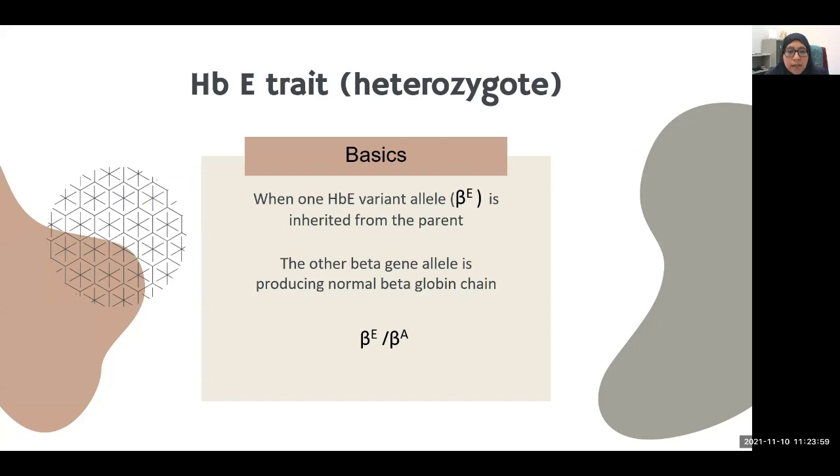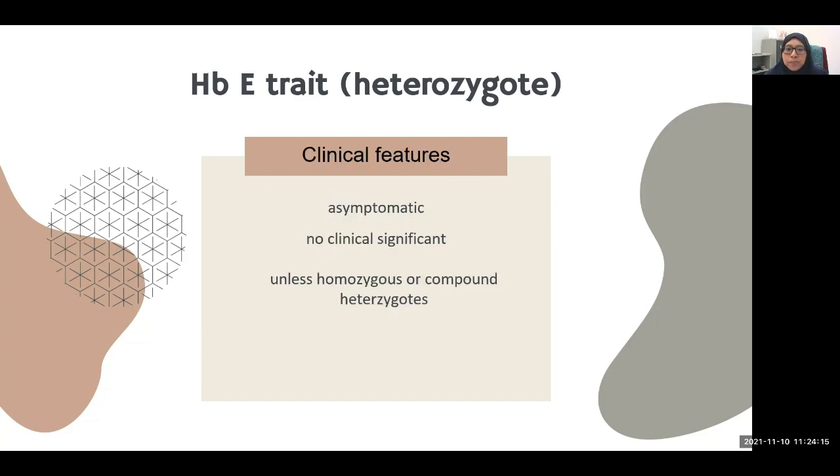HbE trait happens when one HbE variant allele is inherited from a parent, while the other beta gene allele produces a normal beta globin chain. So they will produce hemoglobin E together with hemoglobin A. Most of them will have no symptoms. They don't have anemia or symptoms of anemia and it is usually of no clinical significance. They can live like any other person, unless it is homozygous or compound heterozygous, in which it is combined with another globin chain variant.